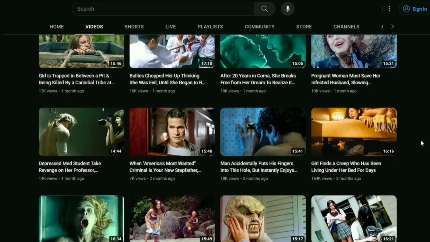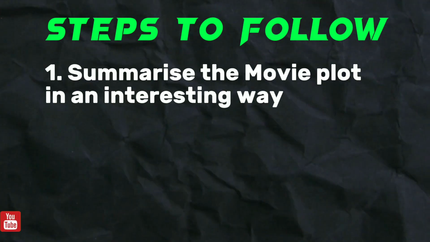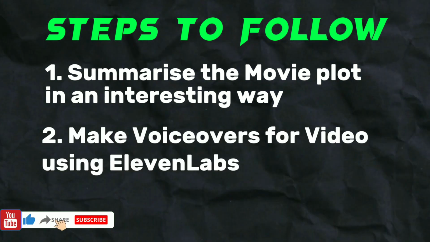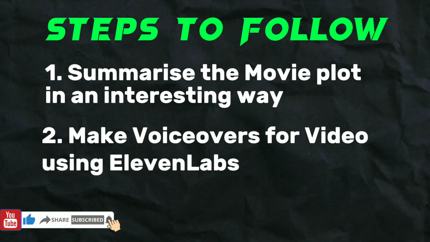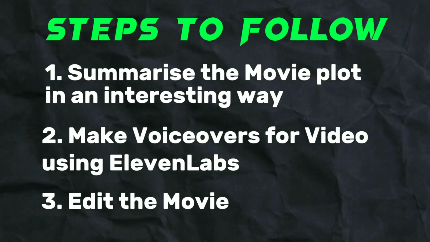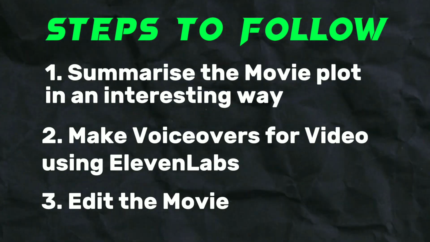Let me explain the steps that we're going to follow. First, we need to find the movie and summarize its plot in an interesting way. Think of it like telling a story. Then we need to make voiceovers. For that, I will be using ElevenLabs AI. Third step is to edit the movie. This is the most important part of the video, so don't miss that.